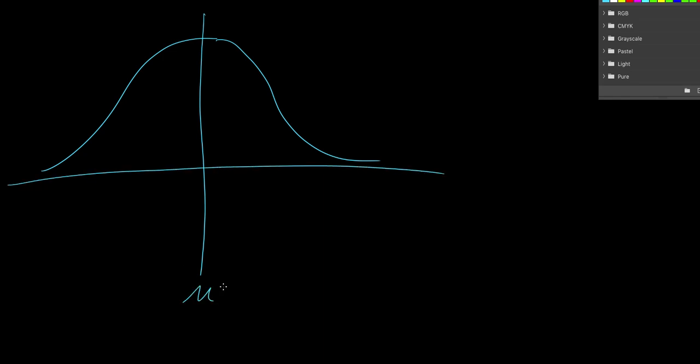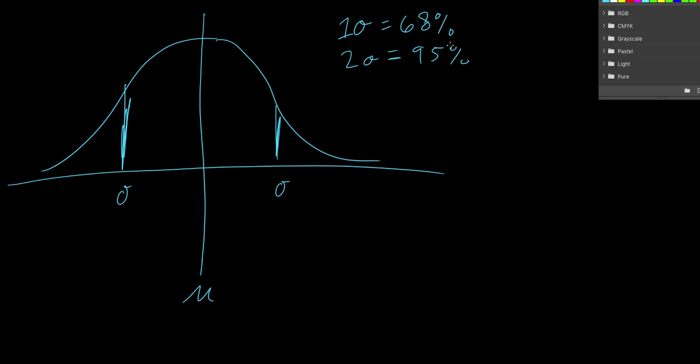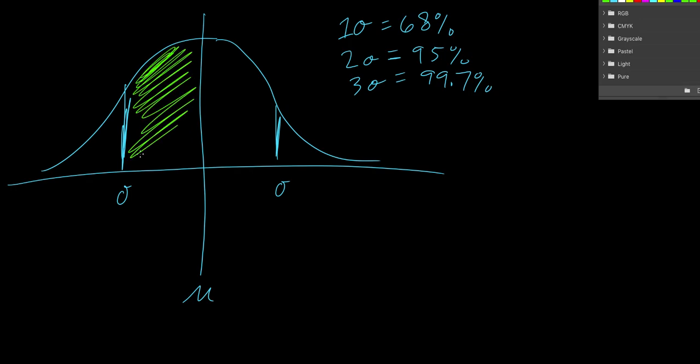Okay, once again, we're centered at mu. And then if we go one standard deviation in each direction, so 1 sigma, it's going to give us about 68% of our data. 2 sigma is going to give us 95%. And 3 sigma gives us almost everything. It's 99.7%.